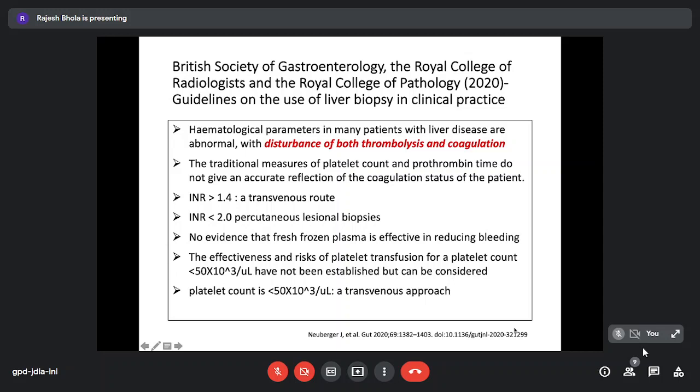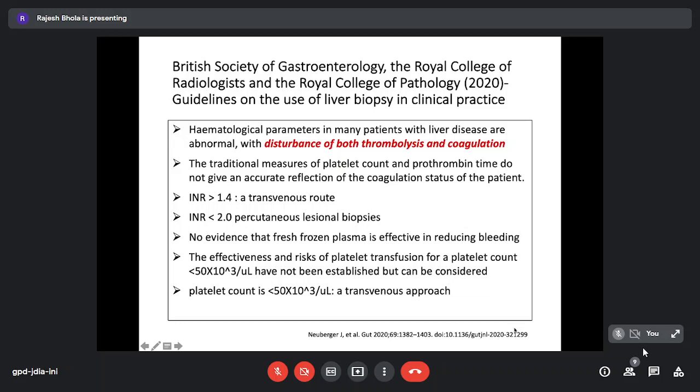And what they have proposed is that hematological parameters in many patients with liver disease are abnormal, with disturbance of both thrombolysis and coagulation. So mind it, thrombolysis and coagulation both are abnormal. And the traditional measure of platelet count and prothrombin time do not give an accurate reflection of the coagulation status of the patient. And whenever the INR is more than 1.5, preferably a transvenous route, that is transjugular route, is being favored for a liver biopsy.